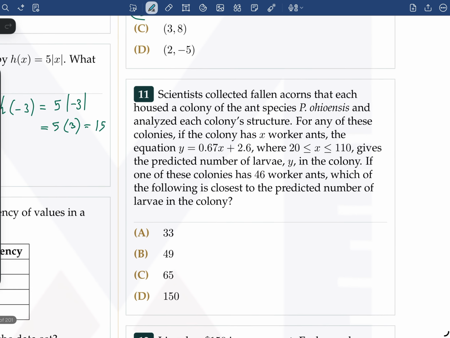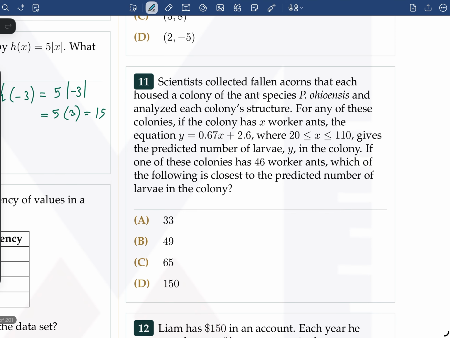And then 11 says scientists collected fallen acorns that each housed a colony of the ant species P and analyzed each colony's structure. For any of these colonies, if the colony has x worker ants, so be very careful choosing or recognizing x here. x is talking about the number of worker ants. The equation y is equal to this expression. x is between 20 and 110. This means nothing. We ignore this one.